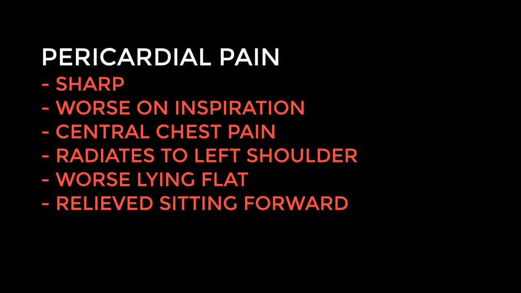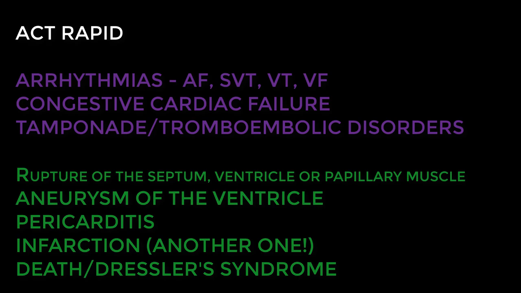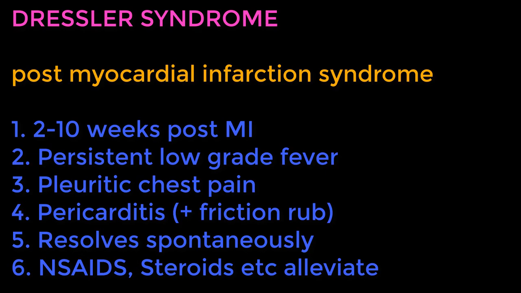The ACT RAPID mnemonic is for arrhythmias, congestive cardiac failure, tamponade or thromboembolic disorders, rupture of the ventricle, septum, or papillary muscles, aneurysm, pericarditis, infarction, or death, or Dressler syndrome. And very quickly, Dressler syndrome is simply injury to the heart muscle that causes blood to be present in the pericardium. This causes pericarditis, and it is an immune-mediated response. So it's an inflamed pericardium secondary to blood being present in the pericardium.